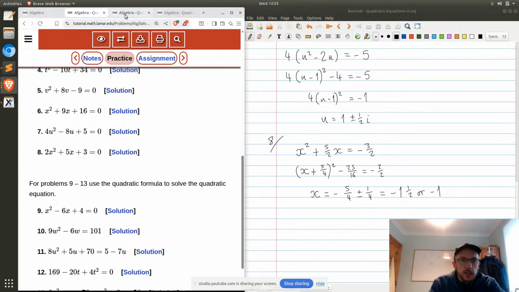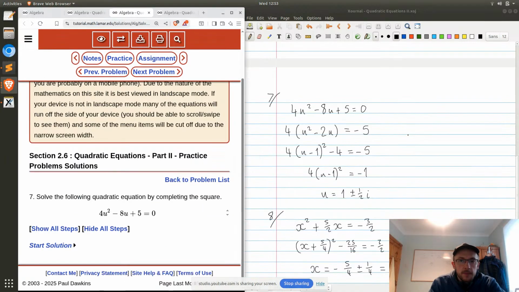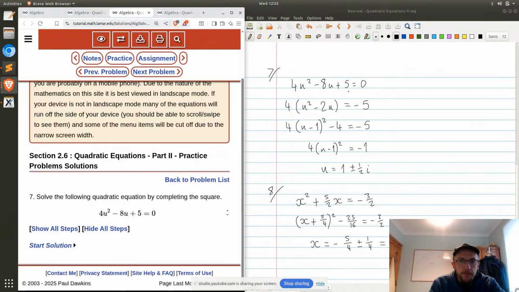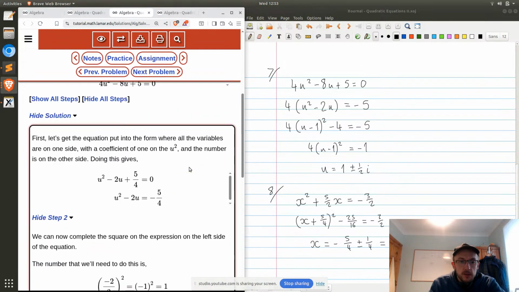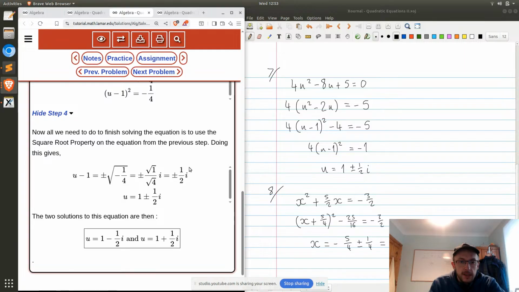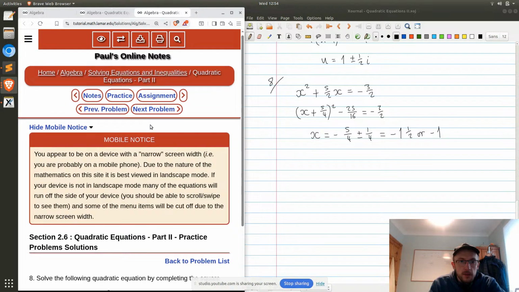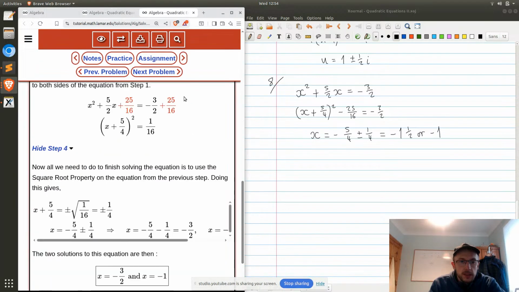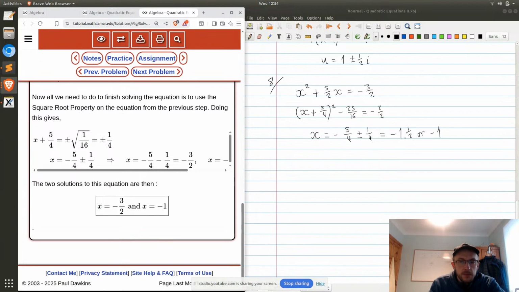And now we check. Hold on. Is this right? So we apply the discriminant here, b squared minus 4ac. So we have 64 minus 80, which is a negative number. So we expect imaginary answers. And it looks like that's correct. And that's great. That's good. And here we have, yes, that's correct as well.